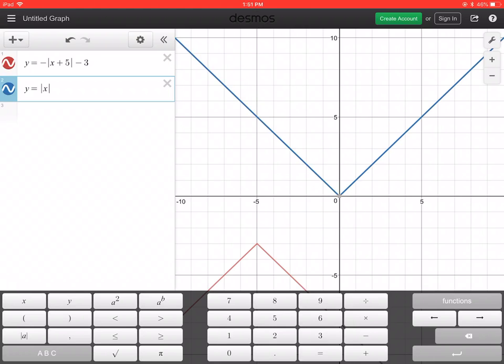So it's been moved a lot. It's flipped over. We said that with the negative. It's been moved down 3. I can see that. But it's also been moved to the left 5. But I have an X plus 5. Plus 5 should be to the right. Okay, so that helps me develop a rule.